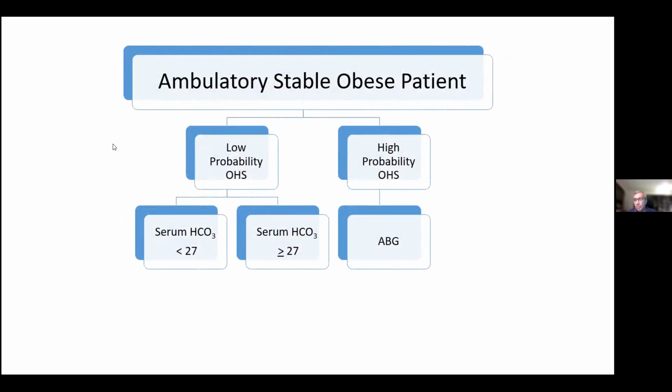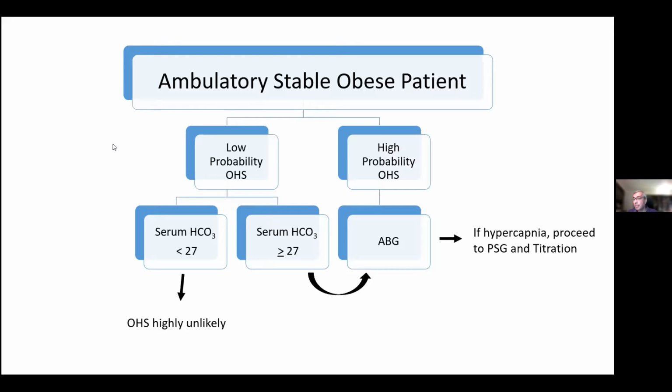So to give you a brief algorithm before I end: ambulatory stable obese patient, low probability of OHS, just do a serum bicarbonate level. Bicarbonate below 27, OHS highly unlikely. Serum bicarbonate more than 27, get a blood gas done. And if there's hypercapnia, proceed to a full sleep study and titration.